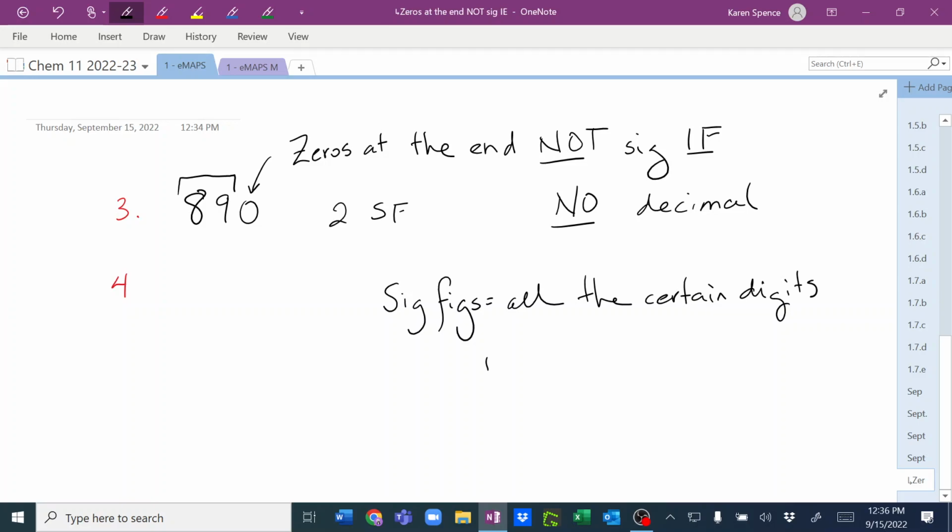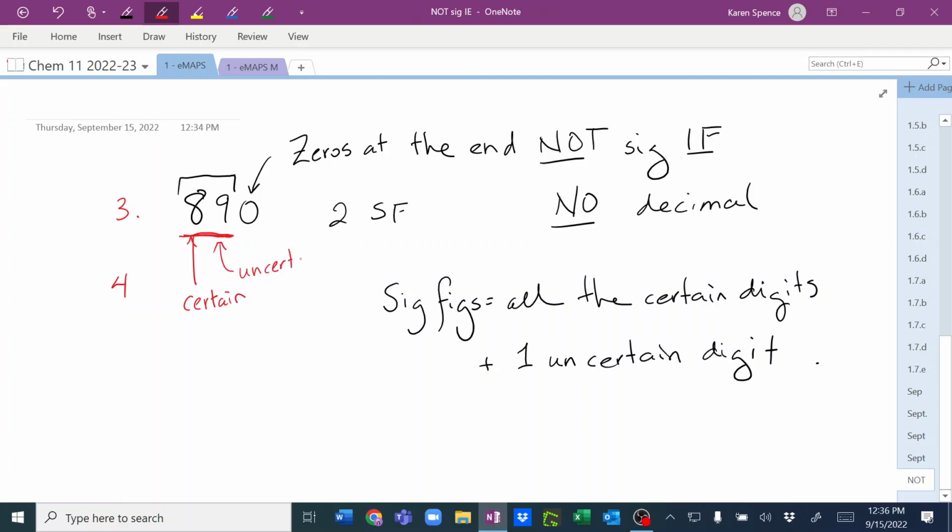Plus 1 uncertain digit. So if we have 2 sig figs, that means that these right here are my 2 sig figs, which means that this one is certain. And that means that that one has to be my uncertain digit. Okay.